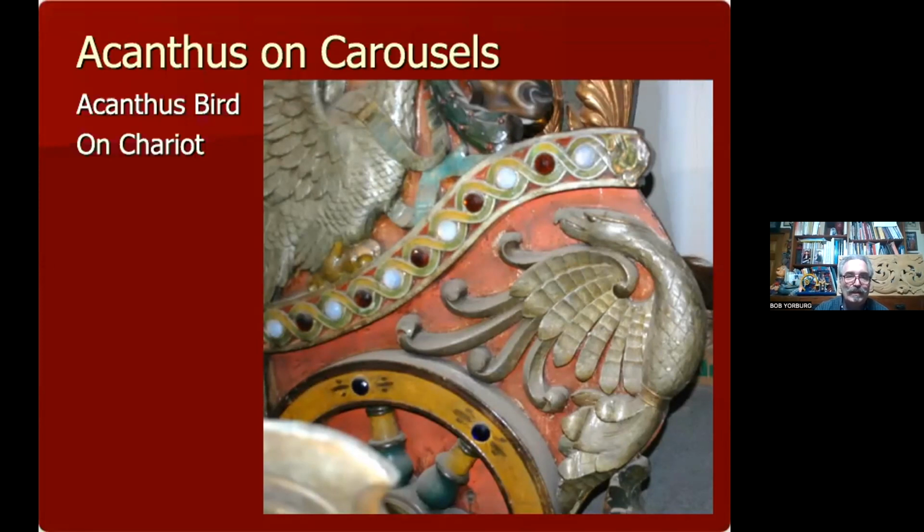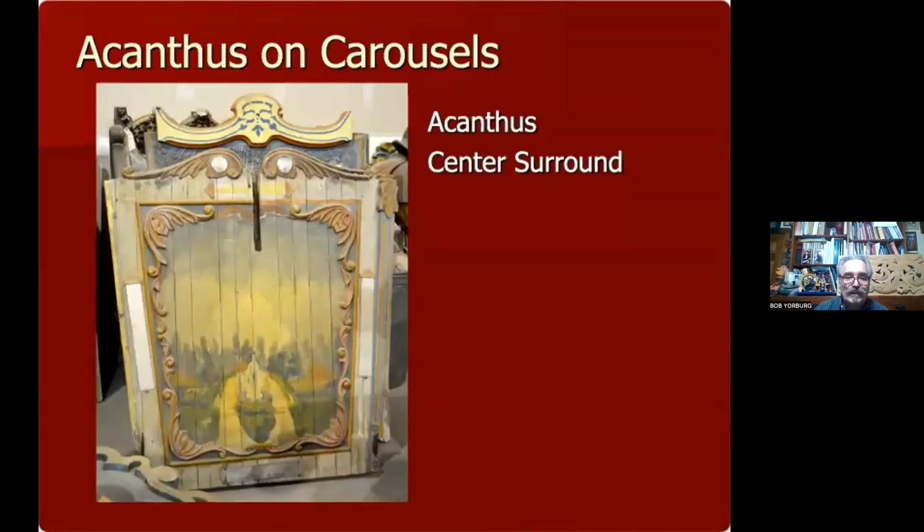So let's push on. This is a center surround. So you would see this around the center of the carousel, hiding the gears and the mechanism and what have you. They were often painted, as this one was, and you'll notice the acanthus frame. Even though it looks like it's smaller at the bottom than it is at the top, it actually is, because it would tilt out or tilt down towards the viewer. And as we talked about earlier, oftentimes these carvings were looking at you as much as you were looking at them.